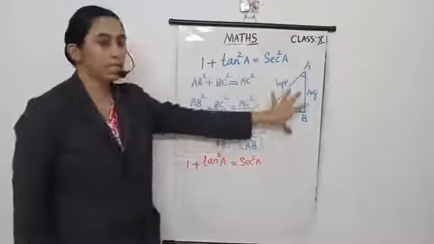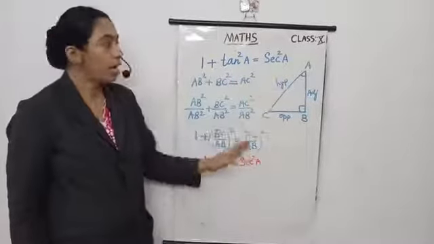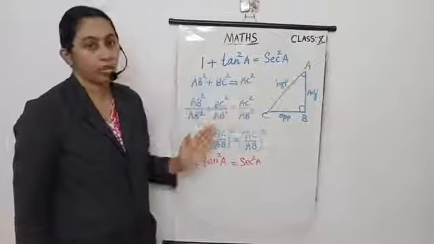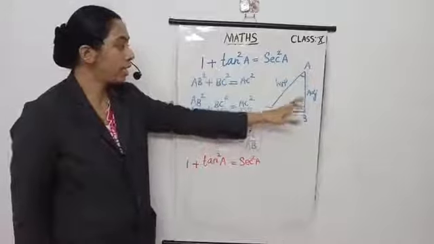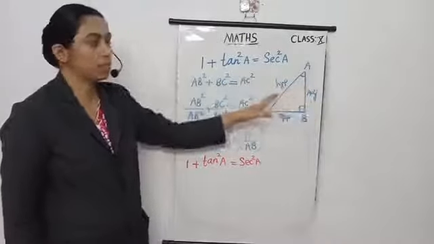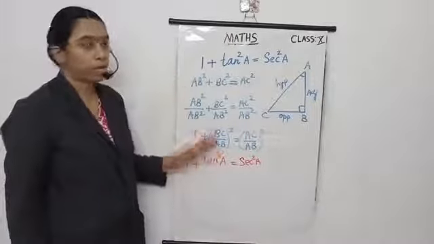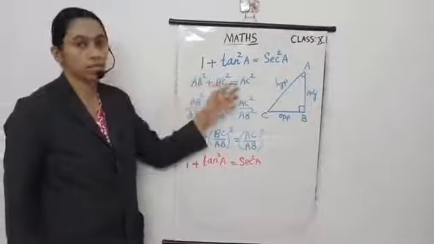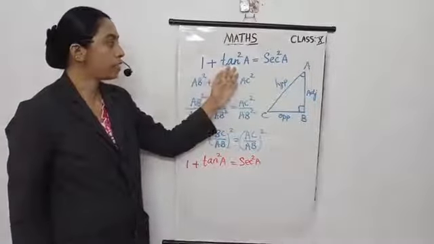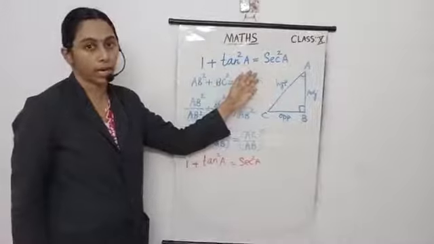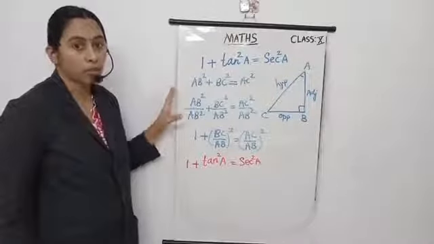First consider triangle ABC, a right triangle with angle B 90 degrees, and we take angle A. With respect to angle A, BC is the opposite side, AB is the adjacent side and AC is always the hypotenuse of this right triangle. According to the Pythagoras theorem, AB square plus BC square equal to AC square. And here we need to prove 1 plus tan square A equal to sec square A. So divide all three terms by AB square.